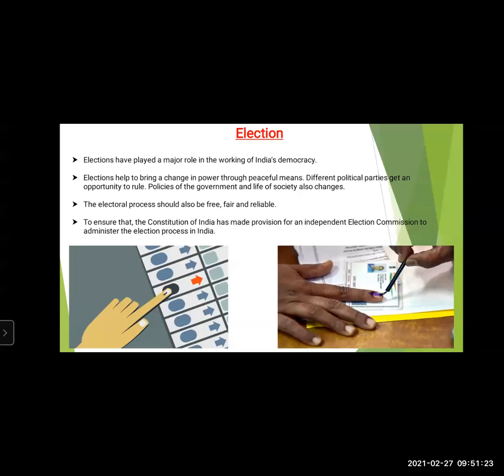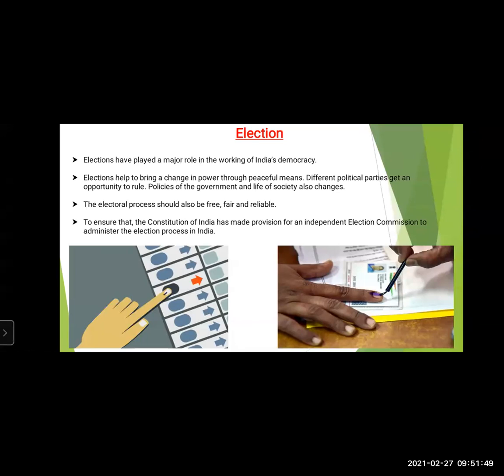Policies of the government and the life of society also change because the government changes; the policies of the government according to the political party will also change. They will implement their schemes and policies, and accordingly the life of the people in the society will also change according to the policies or schemes implemented by the government.